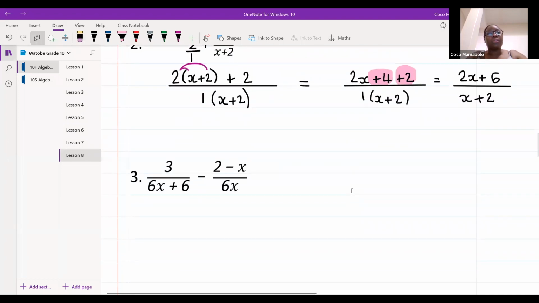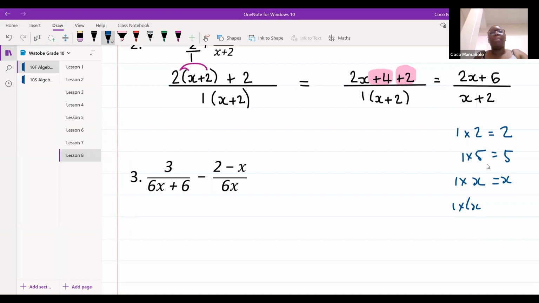I want you guys to tell me how did one go away from the final answer? Babalo, I'm going to ask some very redundant questions. What's 1 times 2? 1 times 2 is 2. What's 1 times 5? It's 5. What's 1 times x? It's x. So if I have 1 times x plus 2, my answer is just going to be x plus 2. Because if we multiply anything by 1, I just get anything. So I don't necessarily have to write that one.